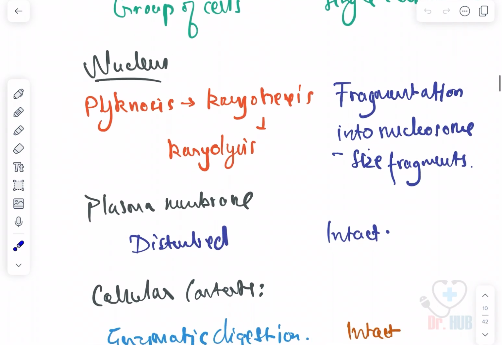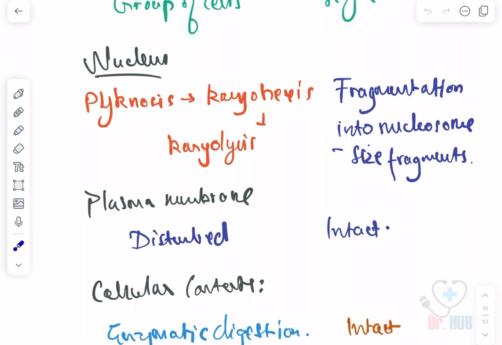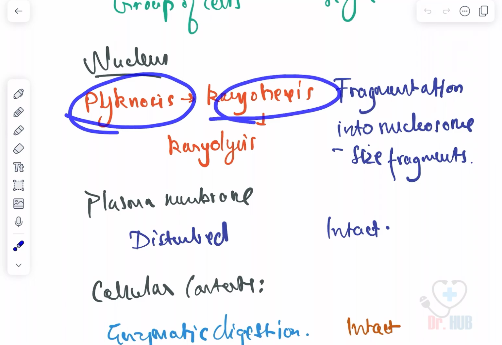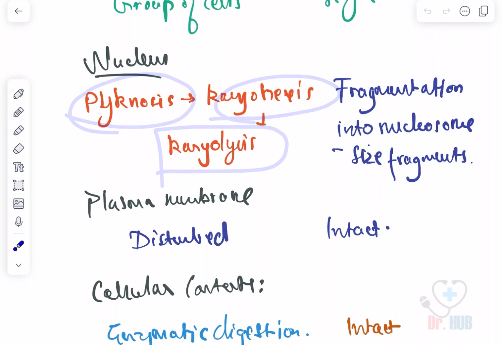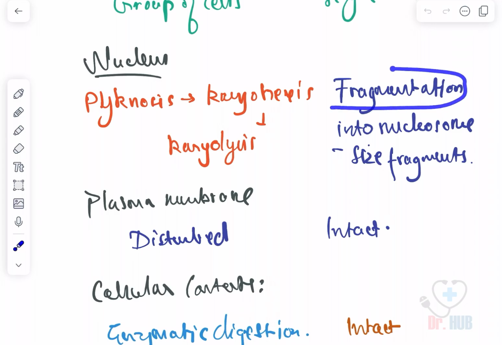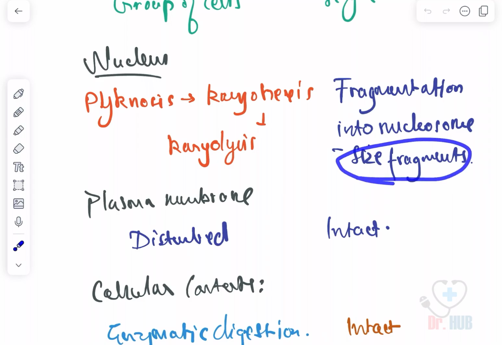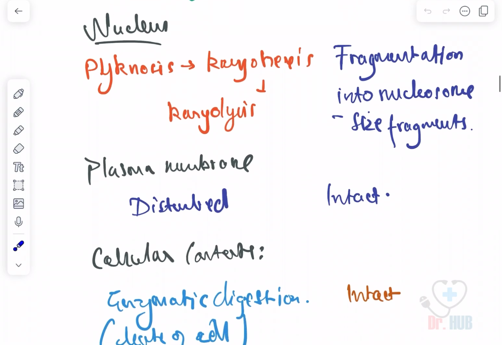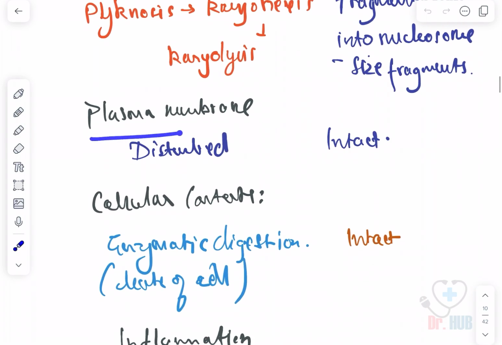Next, looking at the nucleus, in necrosis there is presence of pyknosis leading to karyorrhexis leading to karyolysis. Whereas in case of apoptosis, there is fragmentation into nucleosome size fragments. Then moving on to the plasma membrane. Here in case of necrosis, it is disturbed, whereas in case of apoptosis, it is intact.